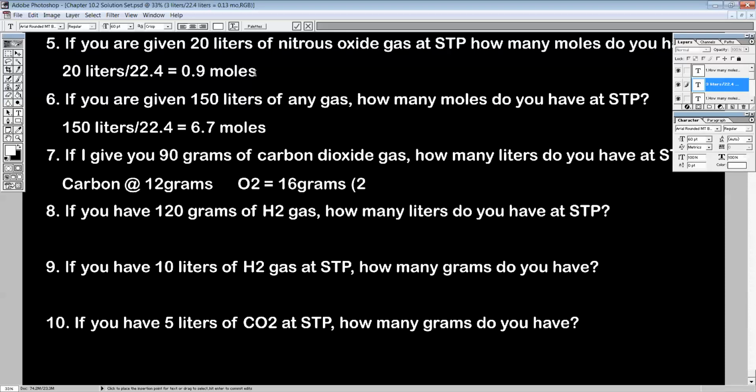So 2 atoms, it's going to be equal to 32 grams worth of oxygen. Add those up together, and let's go back here. We're going to add those two up together. So 12 plus 32 is equal to 44 grams per mole CO2. All right, so that's our first step.